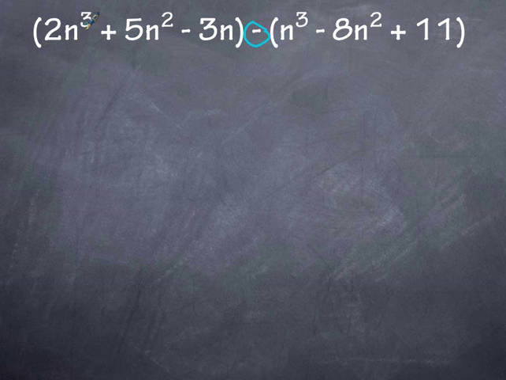2n to the third minus 1n to the third. Well, 2 of these minus 1 of these would be 1n to the third. And then I just keep going with the rest of it. So that takes care of this and this.